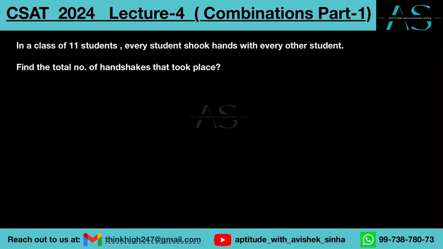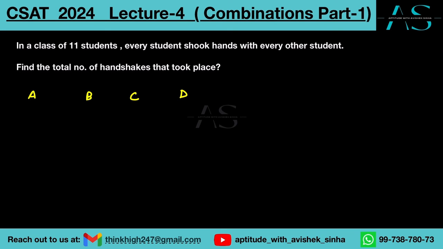Another very important question based on combination. Very important, very interesting question. Let's first understand this with the help of a much smaller value. Here the question is for 11 members. Let me just do it for 4 members. Let's say we have A, B, C and D. 4 members. Now the question says, every student shook hands with every other student. Everyone is shaking hands with every other person. How many handshakes took place?